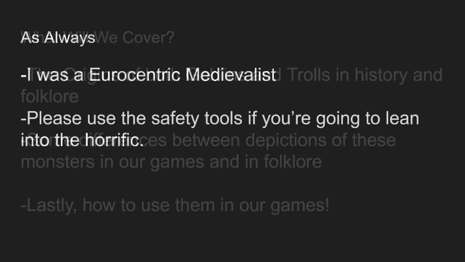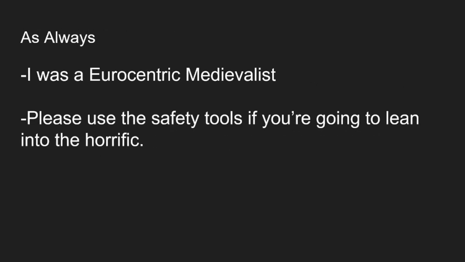A couple caveats, however. I was trained as a Eurocentric medievalist. This means that I will be leaving out wide swaths of the historical world. This is done intentionally because I do not believe that I have the training and nuance to treat those subjects and those areas with the respect that they deserve. Those areas, those time periods, those cultures are worth engaging with. I just feel like I do not have the ability to represent them properly. That's why I'm leaving them out.